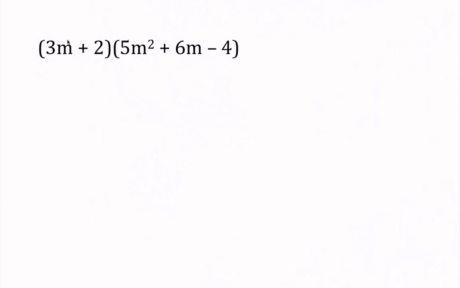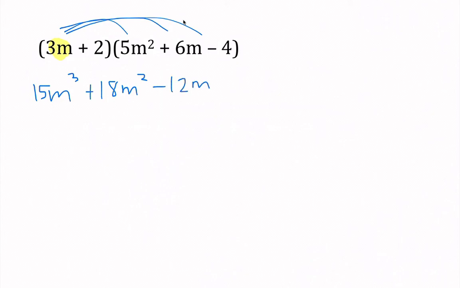So instead, when I'm multiplying, instead of having only 2 loops, I'm going to have an extra third loop. Okay, so I'm going to start with this 3m and multiply. So I'm going to take this 3m and multiply by 5m squared. So that's going to give me 15m to the third, because I have 1 right here. I'm multiplying by 2 over here, so that's m to the third. Now I'm going to take 3m and multiply by 6m. That's going to give me a positive 18m squared. And then I'm going to take my 3m and multiply by negative 4. That's going to give me a negative 12m.